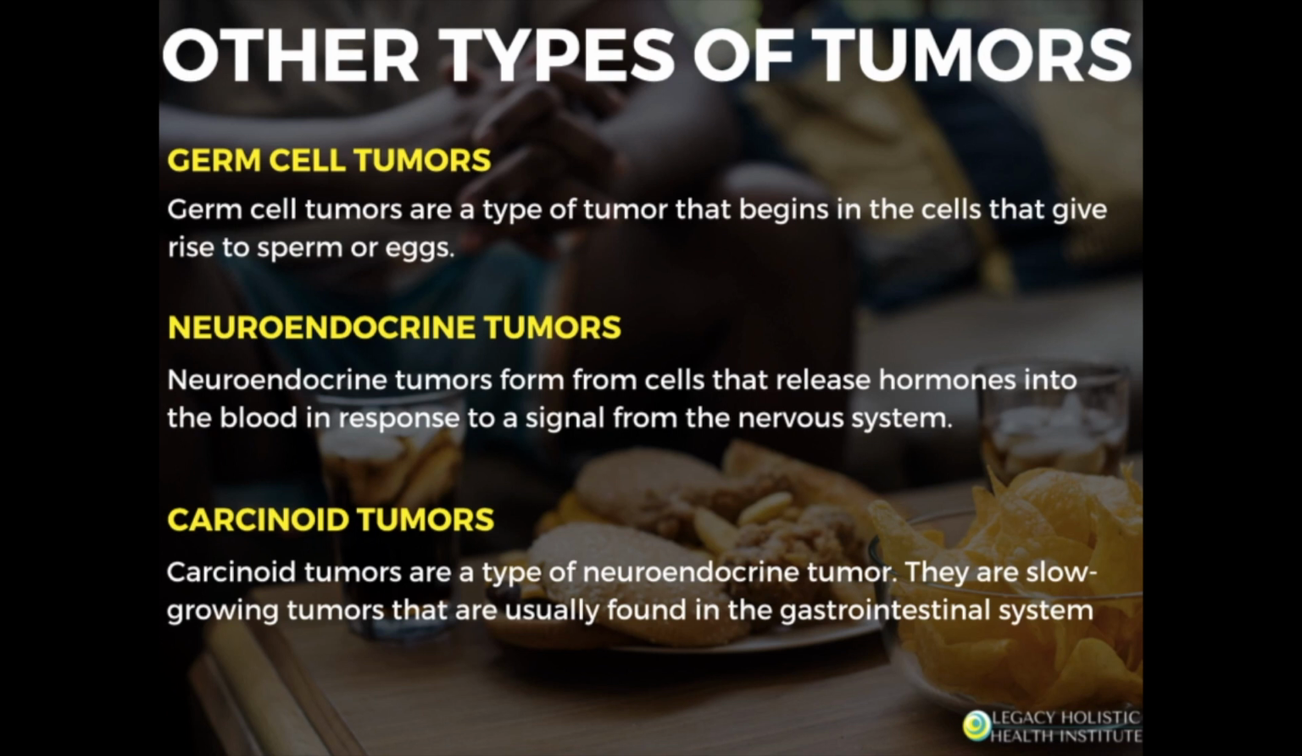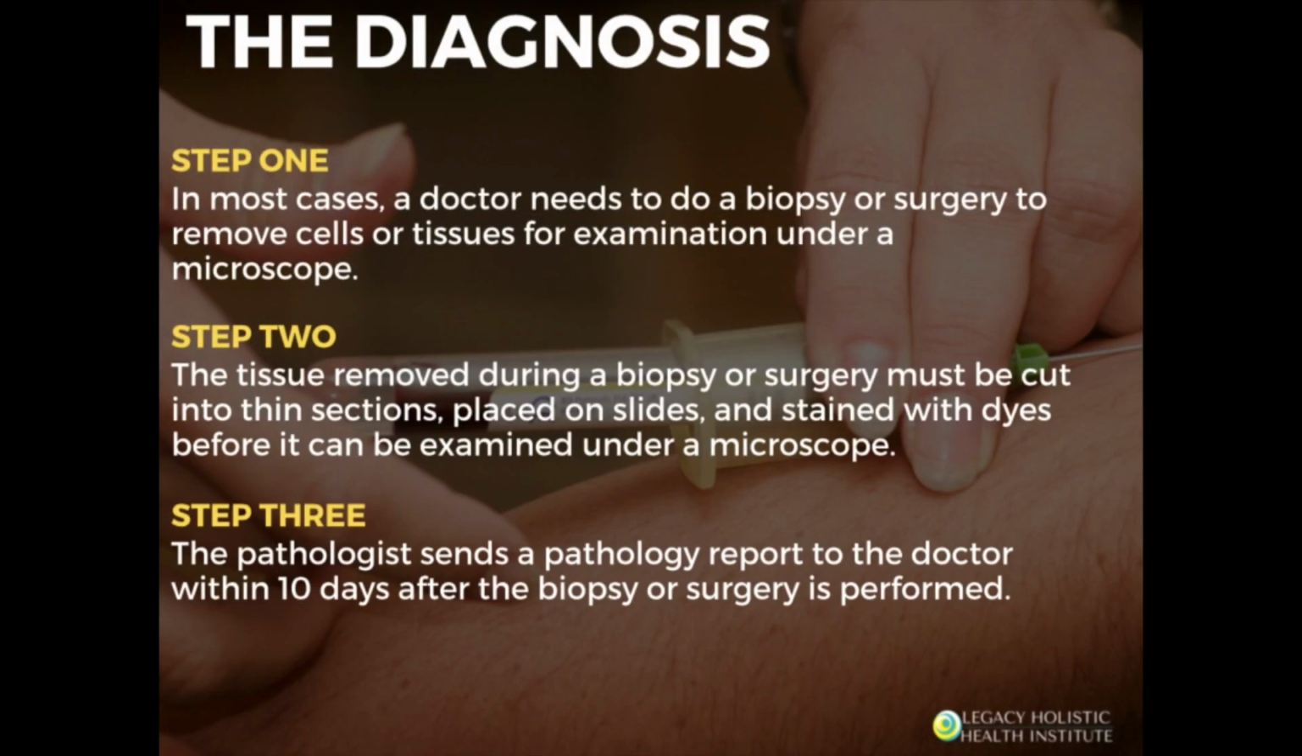Now that we've taken a brief look at the different types of cancers, for the sake of time, obviously there's hundreds of different types of cancers out there, but for the sake of time, we're only going to go over these few types. Now that we understand the different types, let's take a step-by-step approach to how to actually diagnose, or what happens when it comes to the diagnosis process.